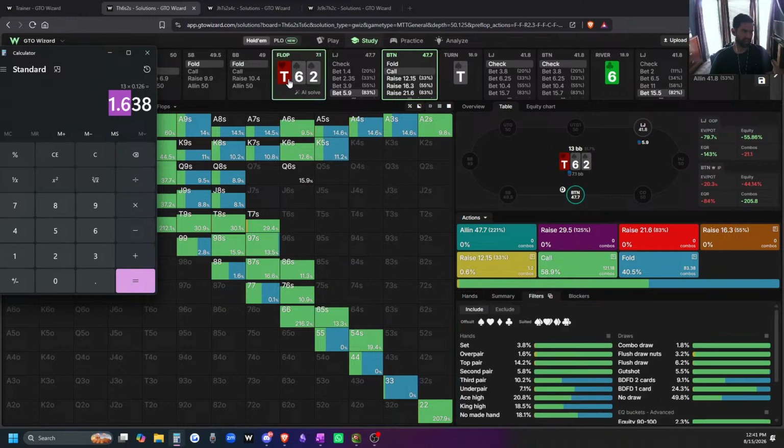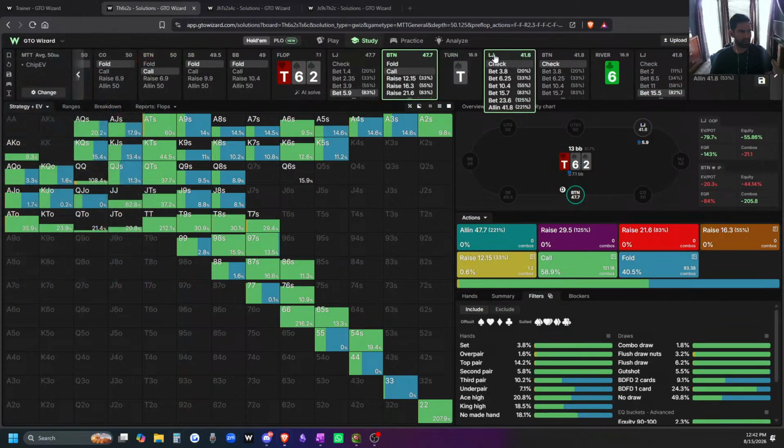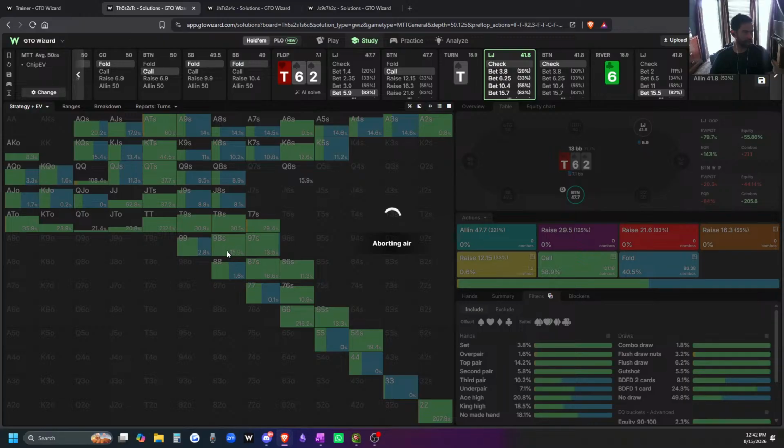Is 7-8 run out not a straight? No, it's not. Okay. All right. Bet call. Once we get to this turn, and we're sitting with 9-8.